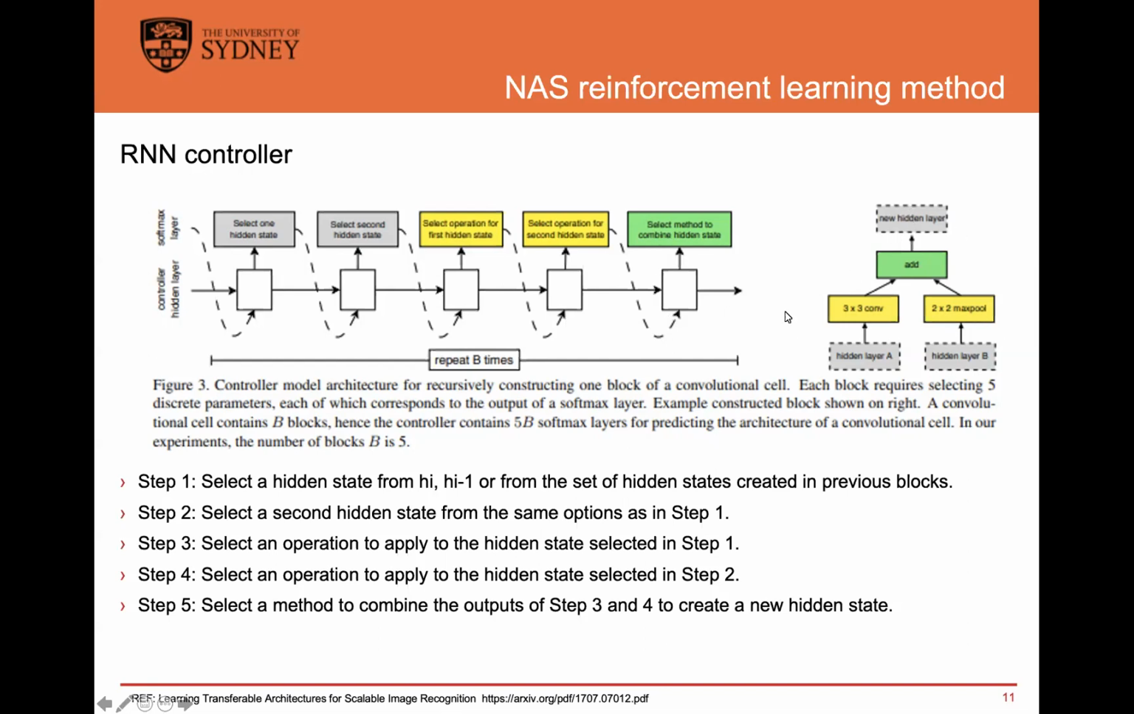If you look on the right-hand side, it's probably more clear. The gray one on the bottom is steps 1 and 2. So you select two hidden layers first. And then this is steps 3 and 4. So you select two operations for these two hidden layers. And then this is the last step, where you select an operation for concatenating the layers together and give you a new output hidden layer. And then you basically go through this over and over again, repeating this B times to give you the desired cell architecture that you want.